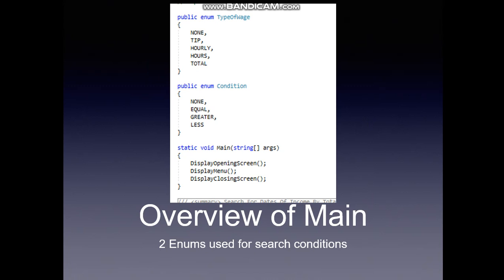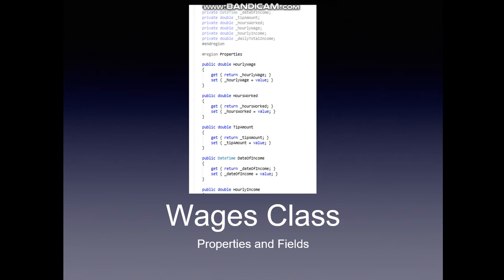A quick overview of the code itself. It does start off with a couple enums, which are used later on for search methods. And then also the main method involves an opening screen, closing screen, as well as a main menu. We also have created a class of wages, which is used to store the user's data into their daily income.